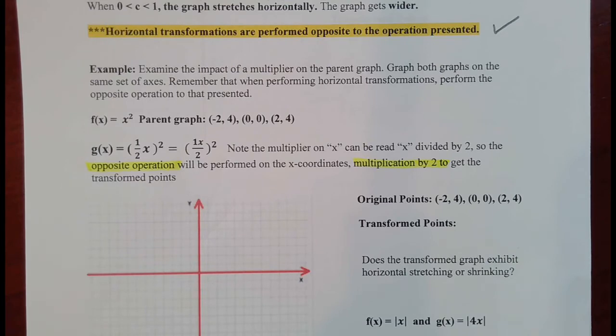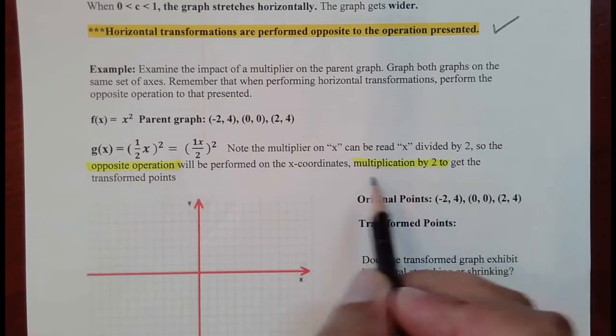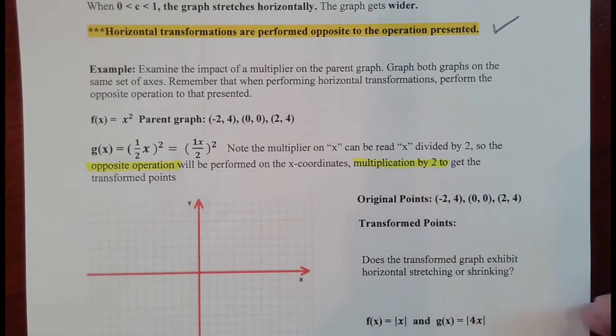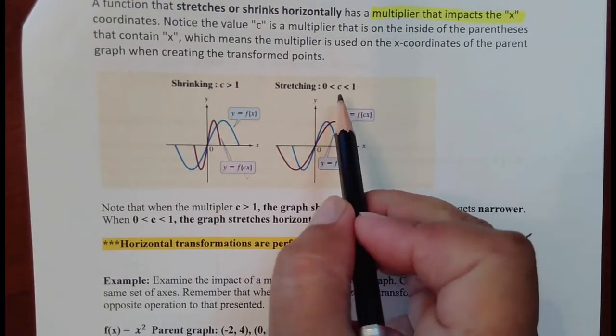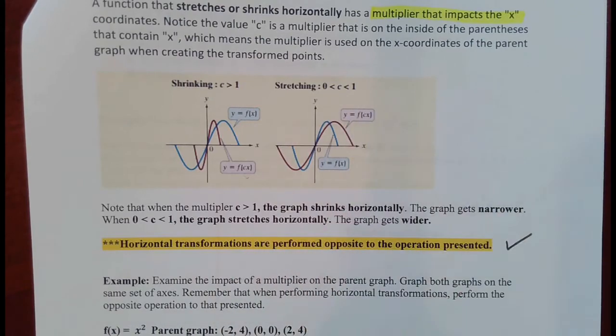So hopefully that helps you to understand why when you really start off with a fraction between 0 and 1, you're really going to stretch. You're going to stretch this graph by performing that operation only because you must perform the opposite operation.